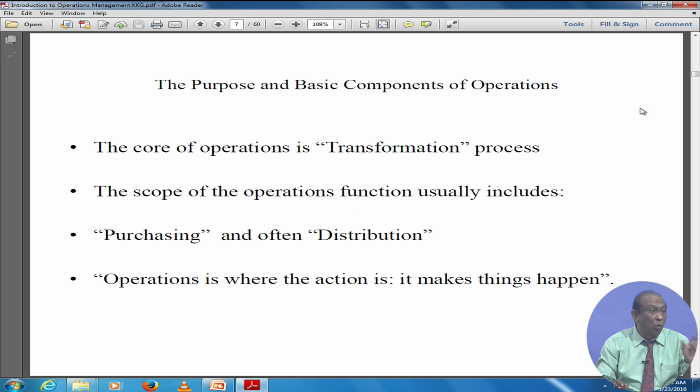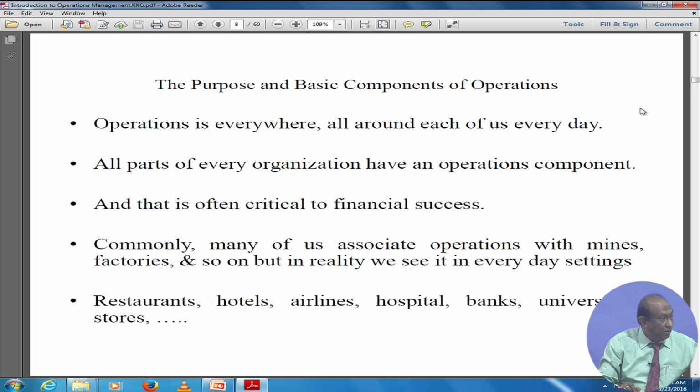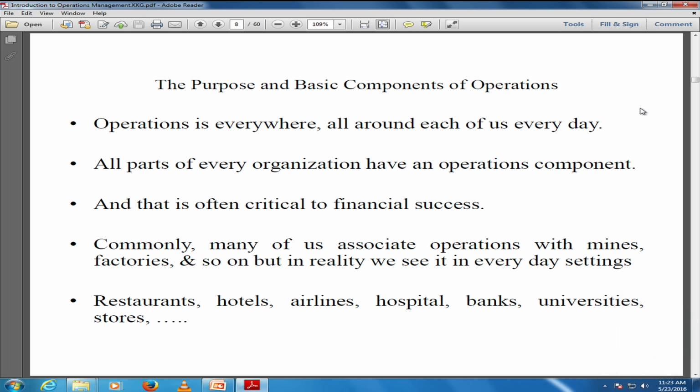And as I said, the core of operations is the transformation process, and the scope of the operations function usually also includes purchasing and often distribution. You cannot delink them. And operations is where the action is. It makes things happen. Operations is everywhere, all around us and every day. All parts of every organization have an operations component, and that is often critical to business success, financial success, whatever.